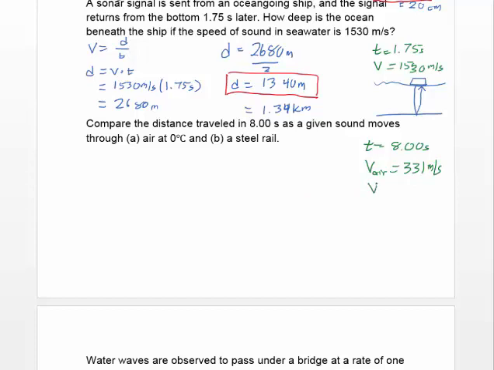We also know that the velocity in steel from our textbook is a lot faster. Sound moves a lot quicker through steel, and that is 5,940 meters per second. So that's what we know. Now let's go ahead and do the calculation.